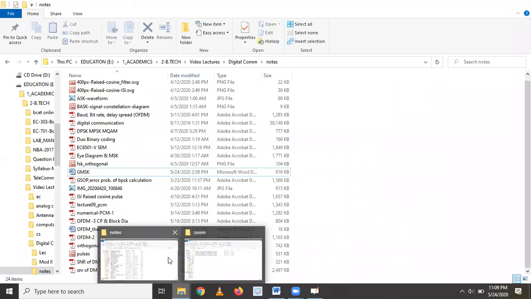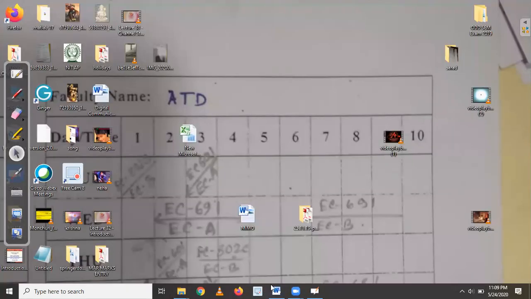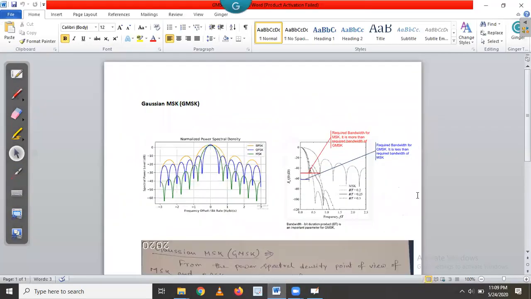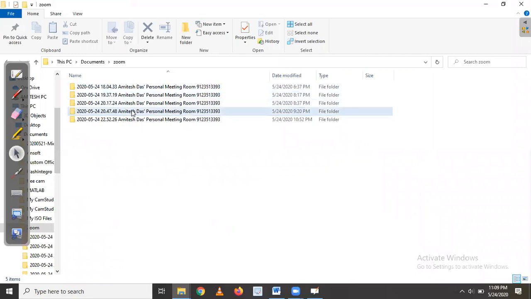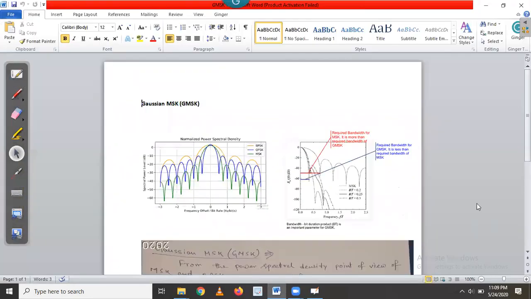One more thing is left till now, so today we will discuss it. It is actually very important, though not so much for the case of wireless communication or digital communication, but since it is in your syllabus, I should mention it. The name is Gaussian MSK, that is, Gaussian minimum shift keying.